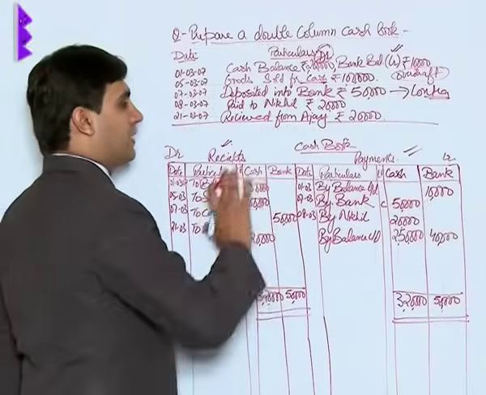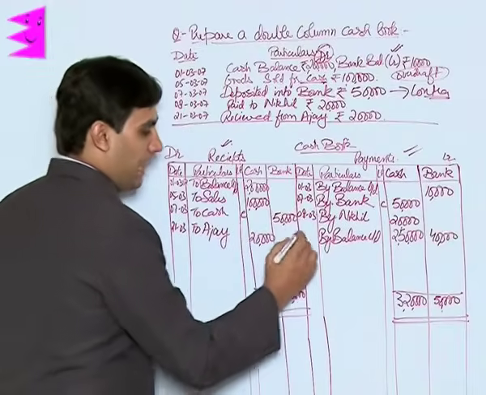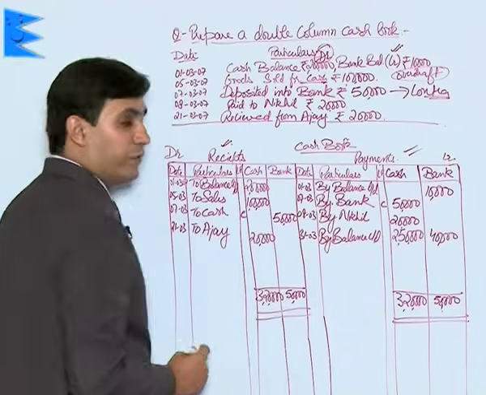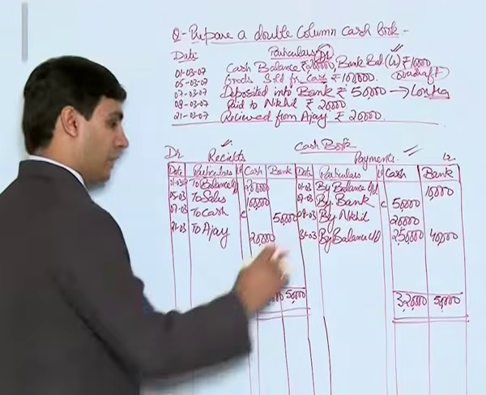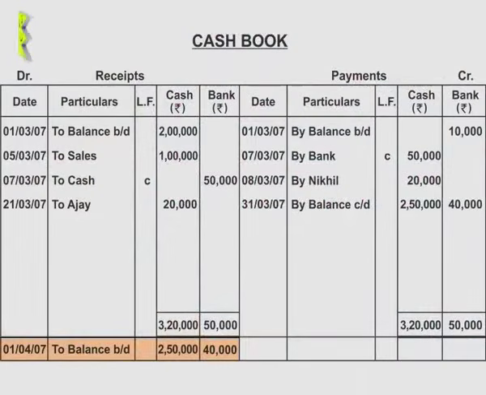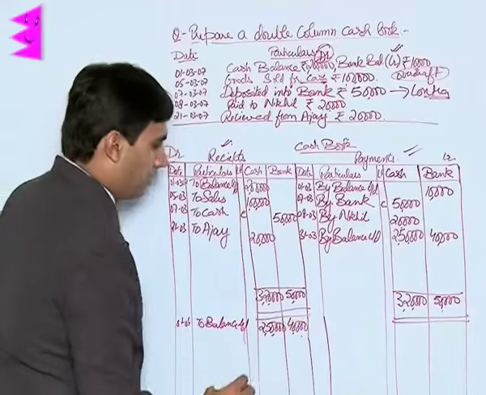Again, since nothing is mentioned, it would be the last date of the month, that is 31st March, on which we will find the balance. This balance should be shown as a brought down balance on 1st April. So to balance brought down 2,50,000 in the cash column and 40,000 in the bank column.